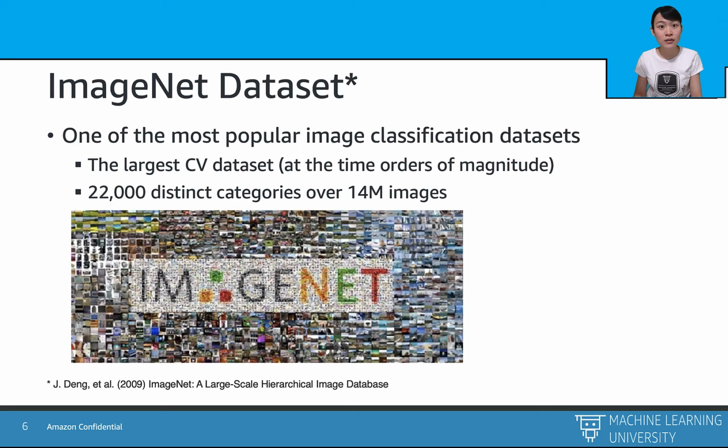Another widely used dataset is called the ImageNet dataset. It is probably the most famous dataset in the research of computer vision. Back in 2010, it was the largest computer vision dataset with 14 million images for 22,000 categories. It was collected by Professor Fei-Fei Li's Computer Vision Lab from Stanford University. And check the paper if you want to know more details.